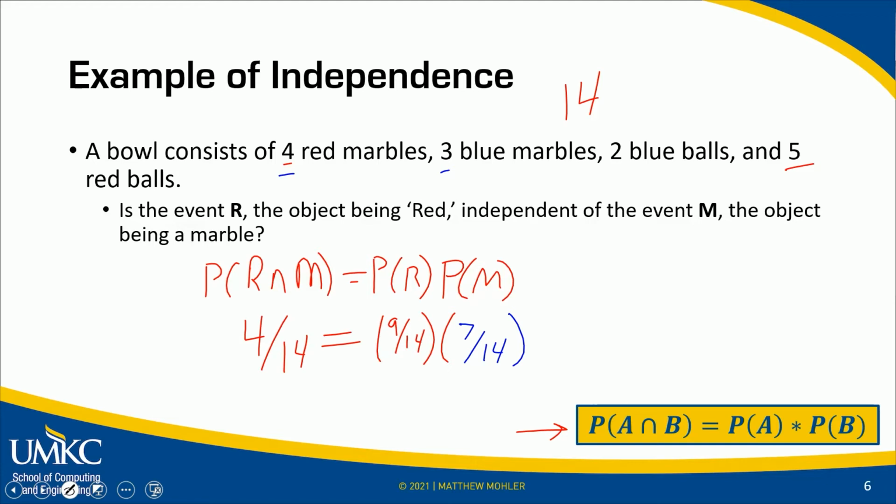Now, if we calculate this out, we'll find that the right-hand side of this, 9 over 14 times 7 over 14, is equal to 9 out of 28. And so what we've proven here is that 4 over 14 is not equal to 9 over 28. And so therefore these events, the event R and the event M, are not independent.